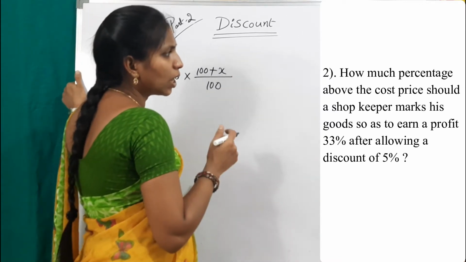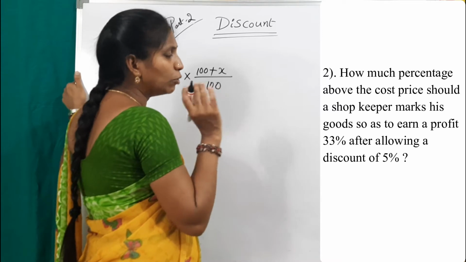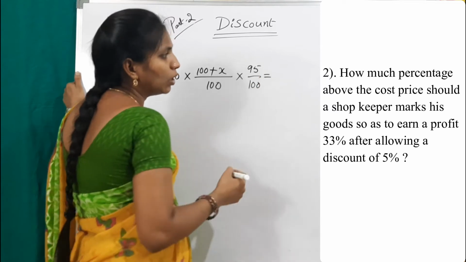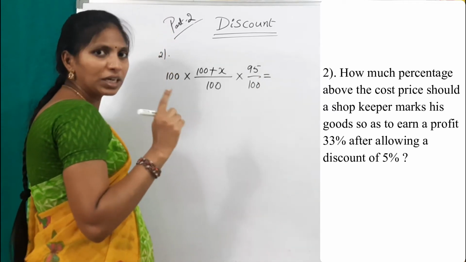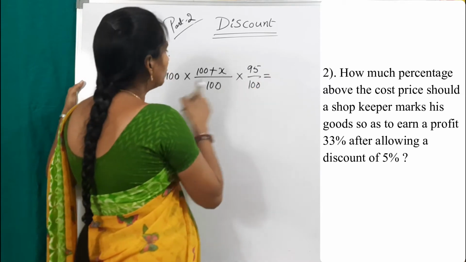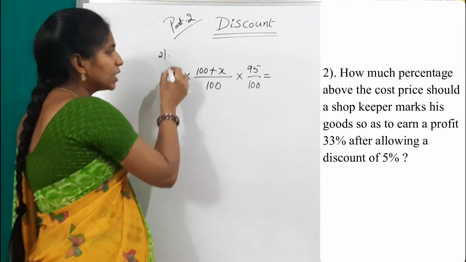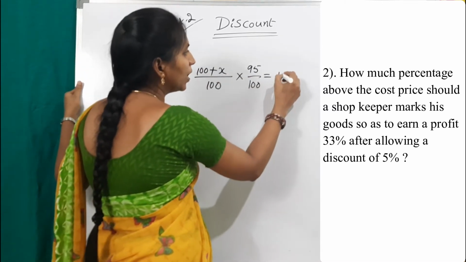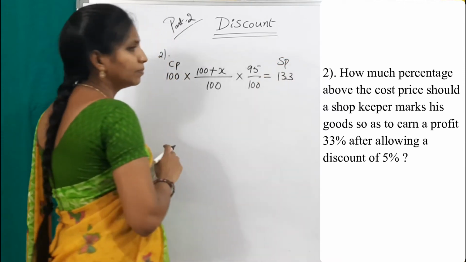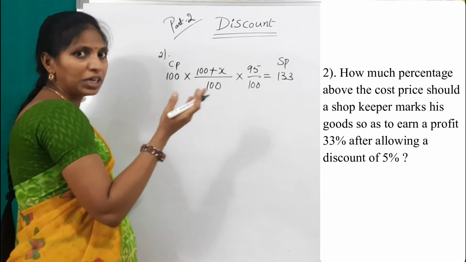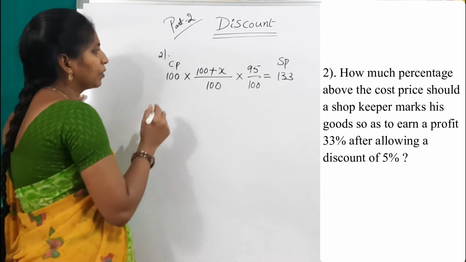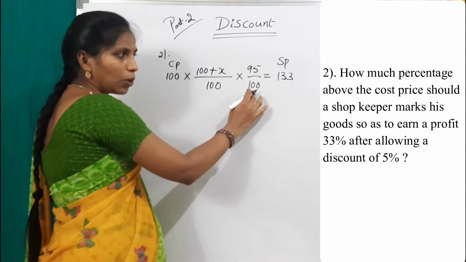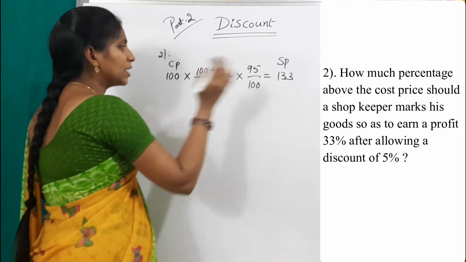And it allows a discount. What is the discount percentage? 5%, so into 95 by 100 equals, finally, a profit of 33%. Profit means initially the cost price is CP 100, and 33% profit means 133 is the selling price. Yes or no? CP plus profit equals selling price. Up to here, this is the marked price. On this marked price this is the discount.